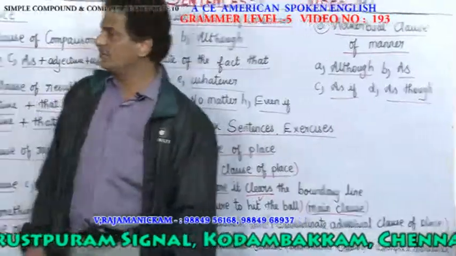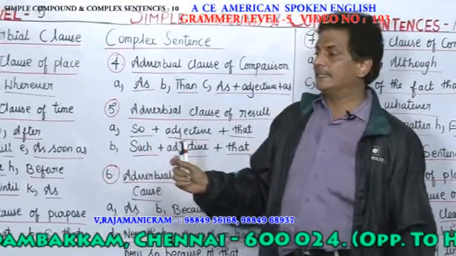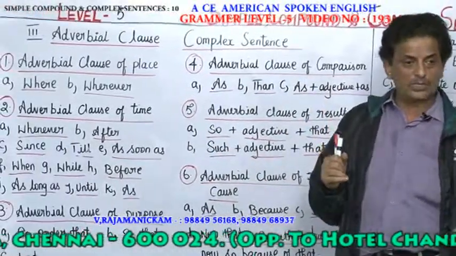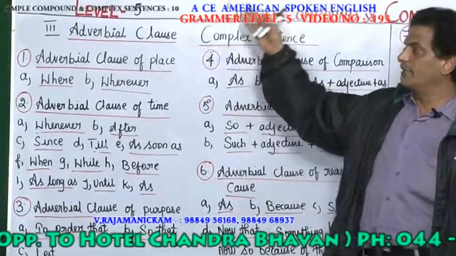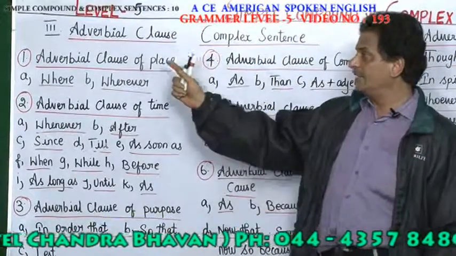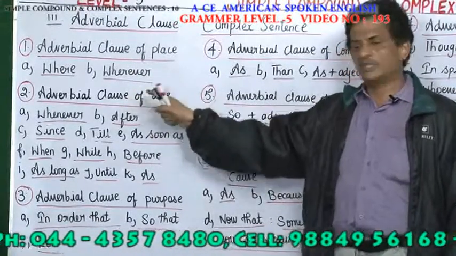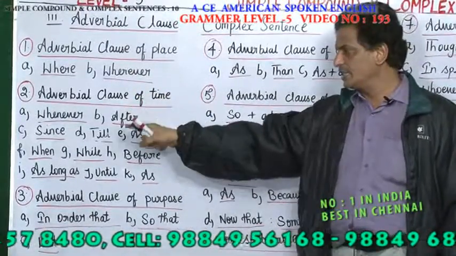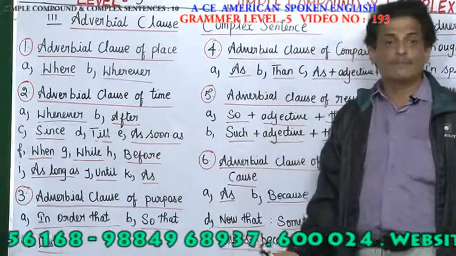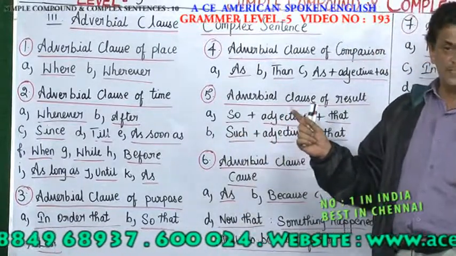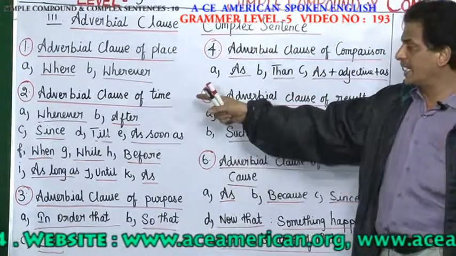So my dear friends, what you have seen today is that in a complex sentence you have 3 types: noun clause, adjective clause, and adverbial clause. In adverbial clause you have 8 divisions. In adverbial clause of place, these are the 2 words: where and wherever. In adverbial clause of time, you have whenever, after, since, till, as soon as, when, while, before, as long as, until, as. These are the words used to connect the sentence, defining what time.